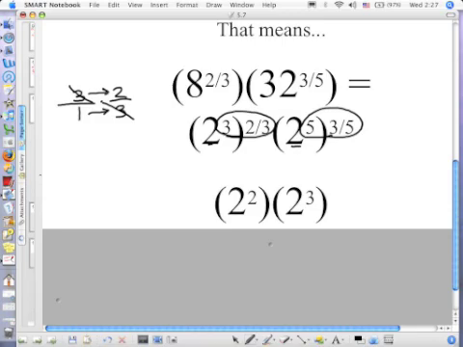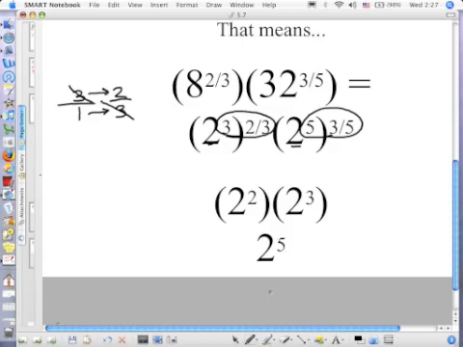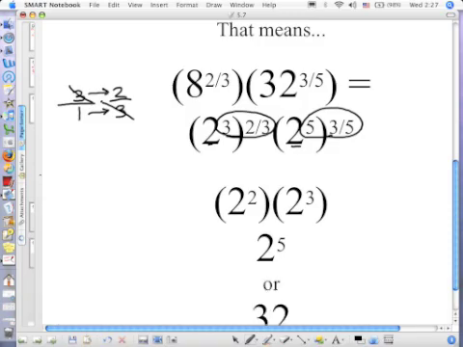Now we are multiplying the two, so what do we do with the exponents? You add them. So it's 2 to the 5th. Did you plug this in a calculator? Do you keep it like this? If you can figure out what 2 to the 5th is, you figure it out. It's 32. So the answer's 32.